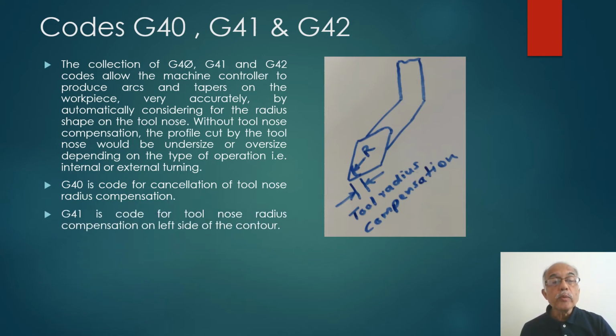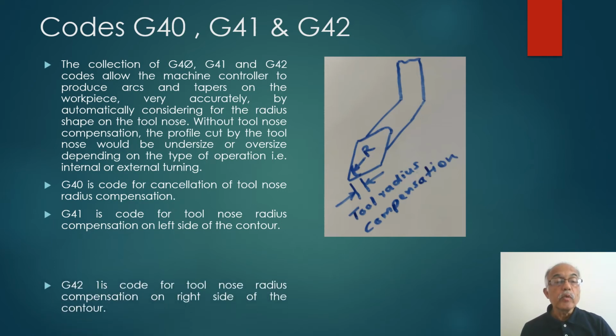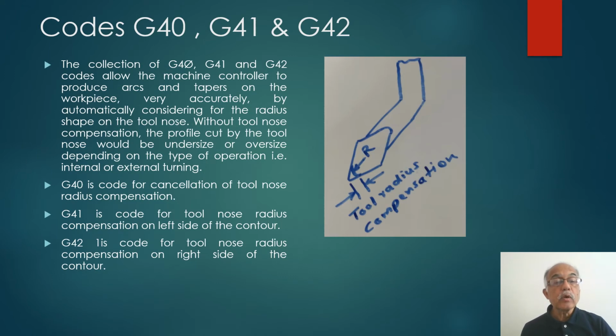When viewing from machining direction, if tool is on left side of the contour or job, then it is G41. When viewing from machining direction, if tool is on the right side of contour to be machined, then it is G42. So while making CNC program, we must give proper tool nose radius compensation, either G41 or G42. As a thumb rule, generally for external operation G42 is used, and for internal operation G41 tool nose radius compensation is used.